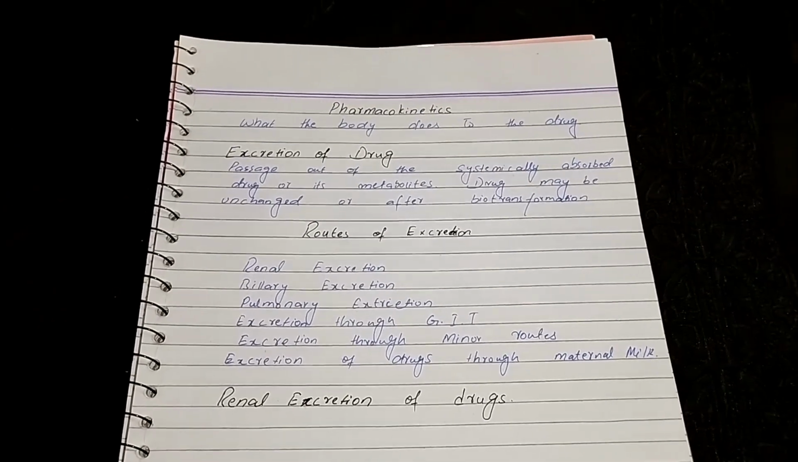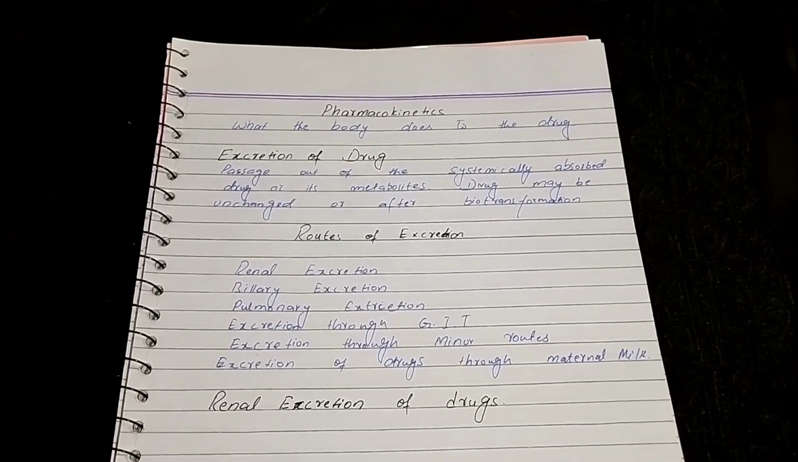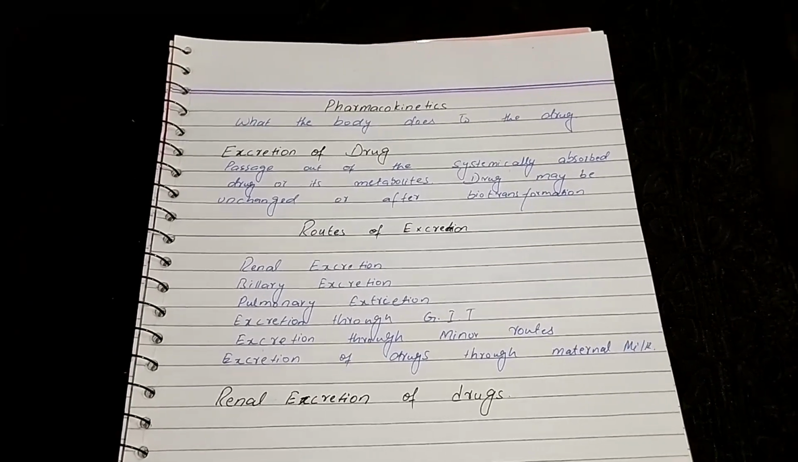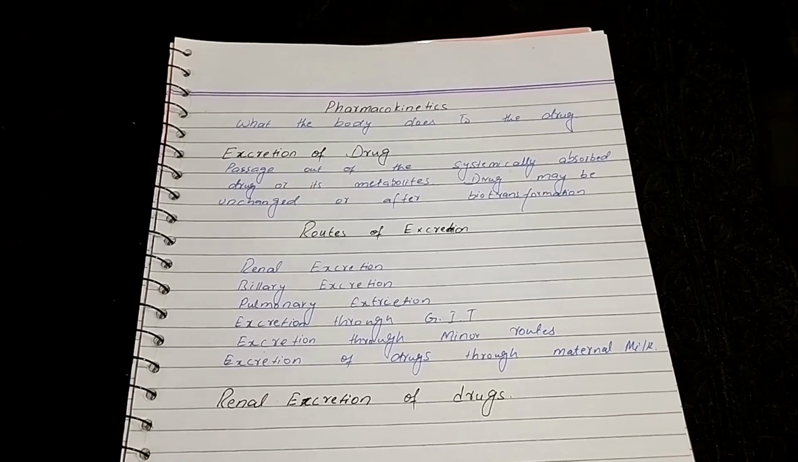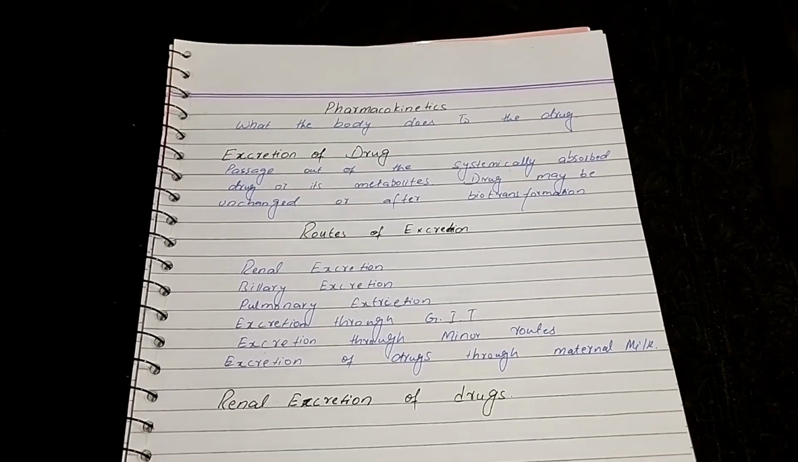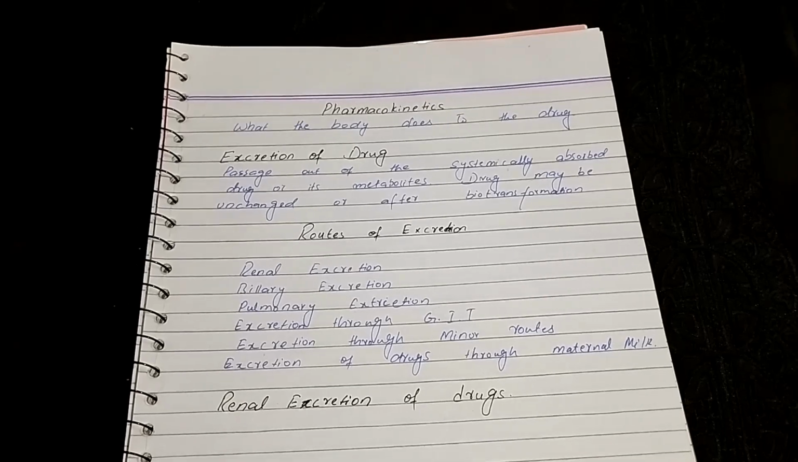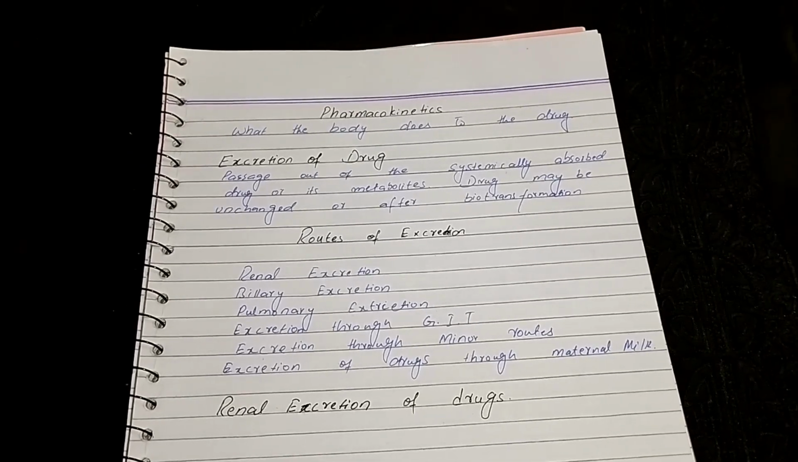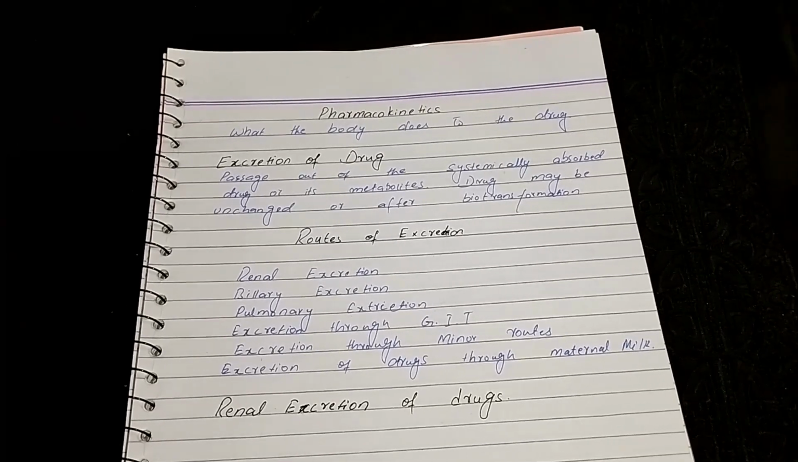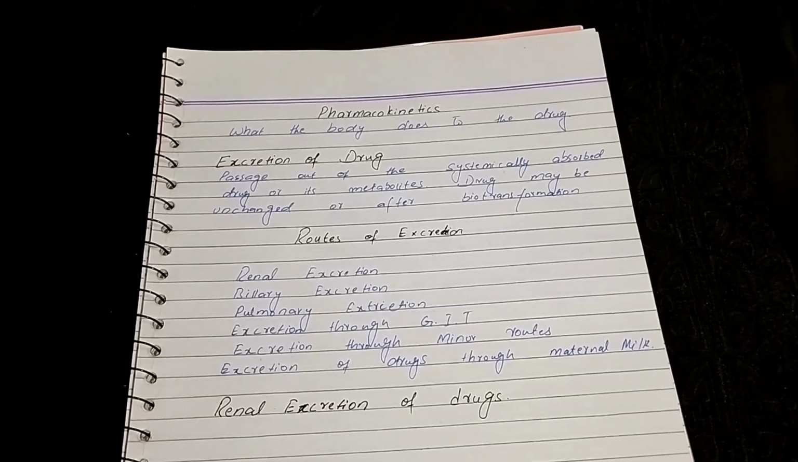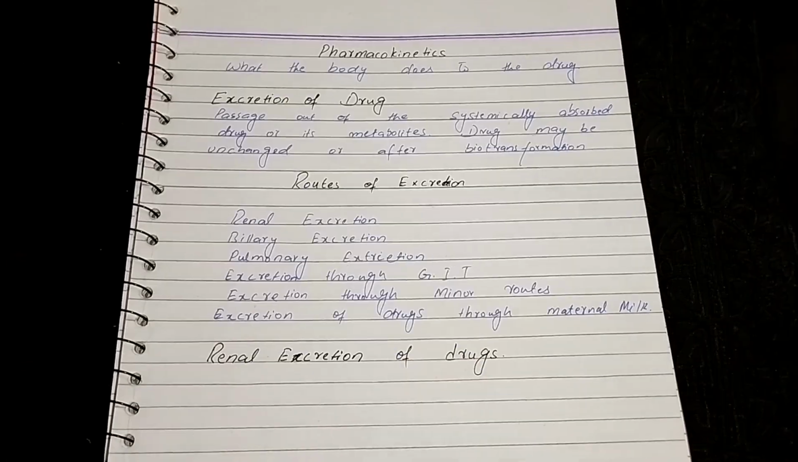In the previous videos, I had discussed pharmacokinetics and its first step, absorption, second step, distribution, and third step, metabolism, that was divided into phase 1 and phase 2. Today, I will discuss in detail excretion of drug and different routes used in excretion.